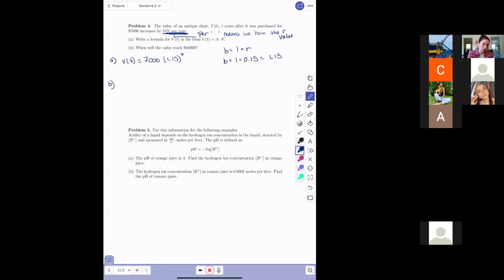Problem B, when will we reach $16,000? So we have 7,000 times 1.15 raised to the power T is equal to 16,000. Okay, what's my first step in solving this? Divide both sides by 7,000. Good, so we're left with 1.15 to the power T is equal to 16,000 divided by 7,000, which is just going to be 16 divided by 7. We want to keep it as a fraction though, because that's not a nice number. Now what's my next step?